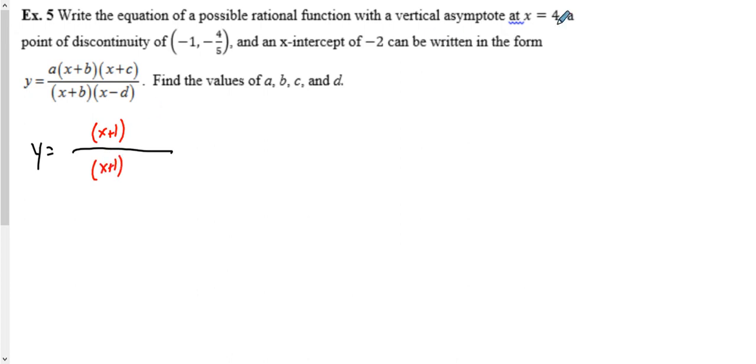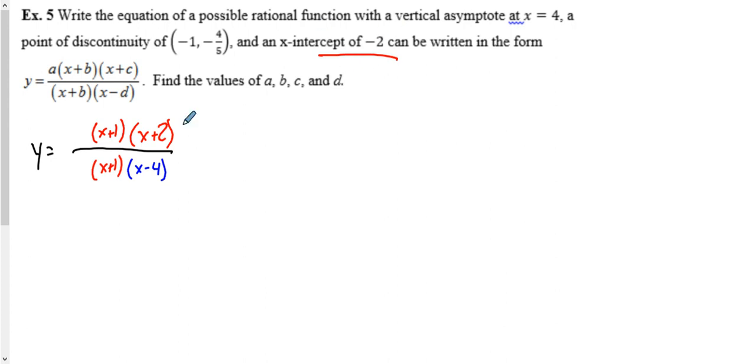I know that my vertical asymptote of x equals 4 has to be in the denominator. That's going to be my x minus 4. So right away, I know my b values, 1 and 1, and my d value, 4, or x minus d, which is x minus 4. My c value, we haven't really talked about this, but the only other piece of information that's in this question was our x-intercept. All x-intercepts are found in your numerator, so we're going to go x plus 2, so that once we flip that over, it's going to become x equals negative 2.